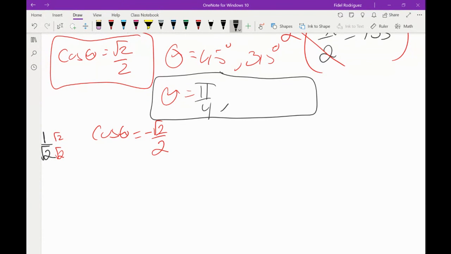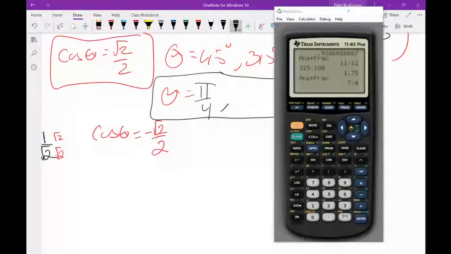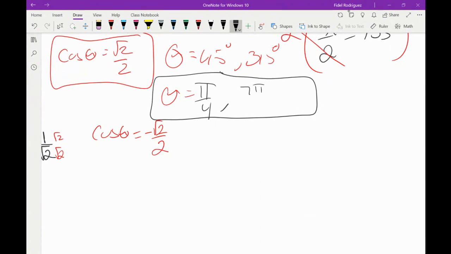Let's do the same thing for 315. I don't know what that is in terms of radians, so let me figure it out real quick. 315 divided by 180. Seven pi over 4. And we got the first one.